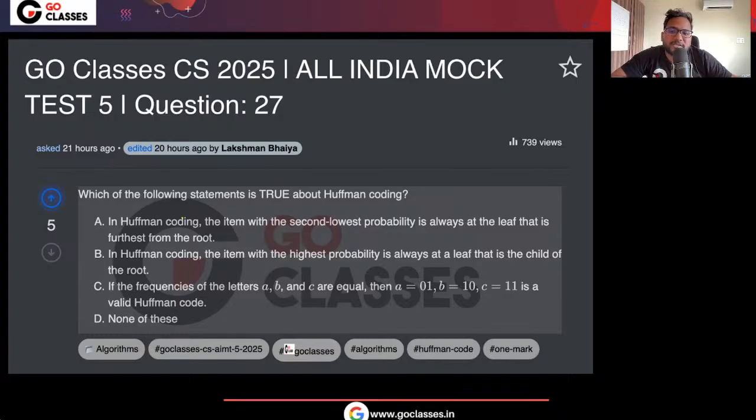Okay. Now let's just see this question. Which of the following statements is true about Huffman coding? In Huffman coding, the item with the second lowest probability is always at the leaf that is furthest from the root. Okay, so let's just check this.